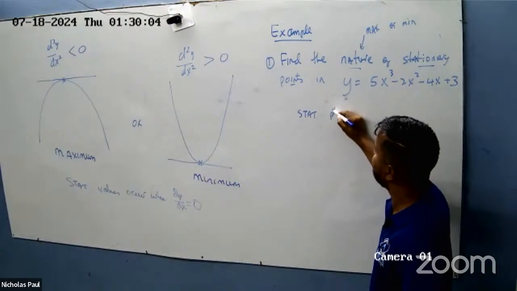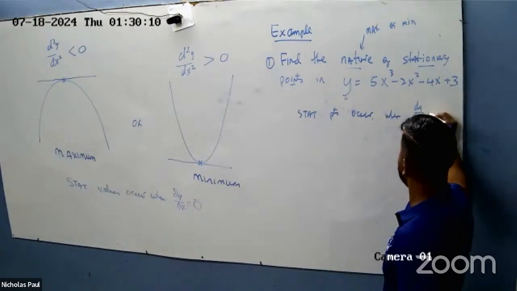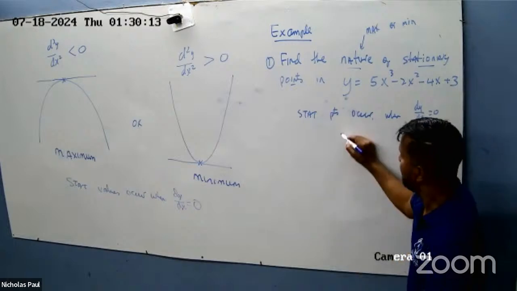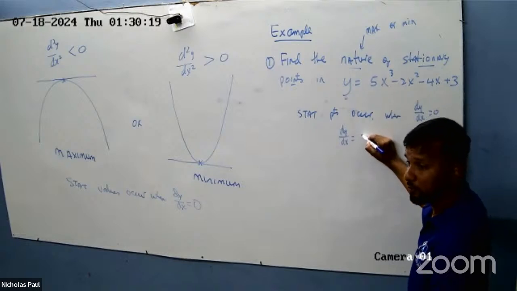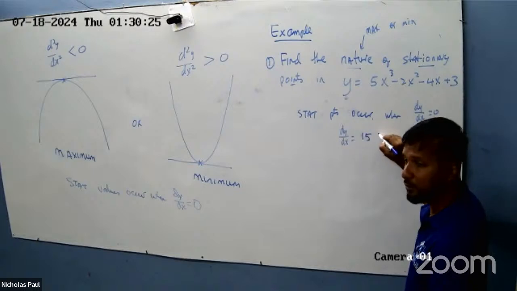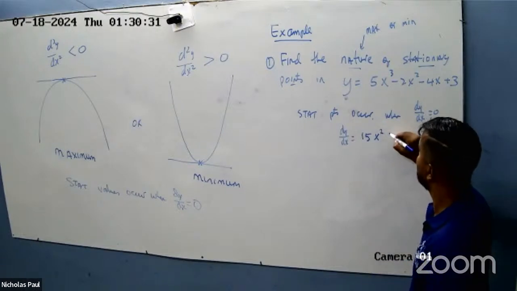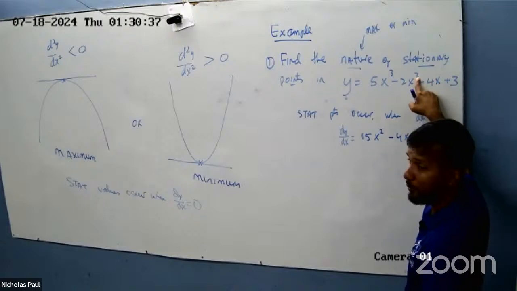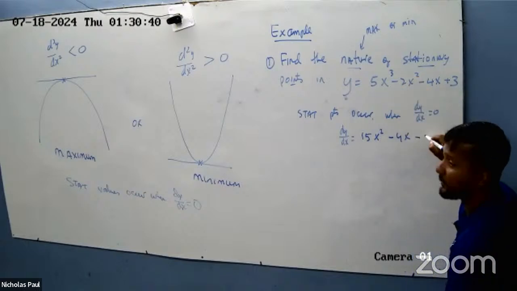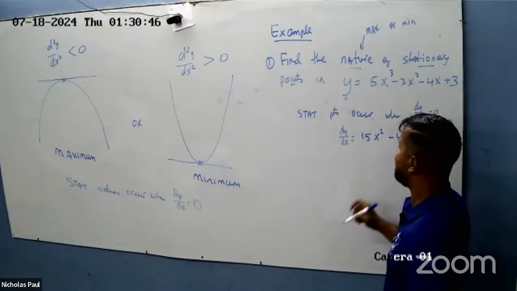Stationary points occur when dy/dx is 0. So number 1, let's find dy/dx. Differentiate this. 15x squared minus 4x minus 4 plus 0. Nice. So that's dy/dx.